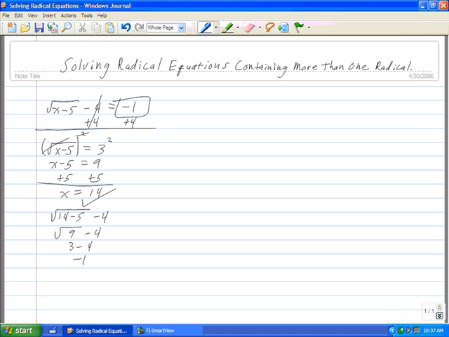Now the main type of equation, though, that we want to look at right now is, like we say, one with more than one radical. So if we were to look at, say, the square root of 3x minus 3 equaling the square root of 4x minus 1, the first radical that I think I'll get rid of is this one on the left because it's already isolated, so that much is done for me.